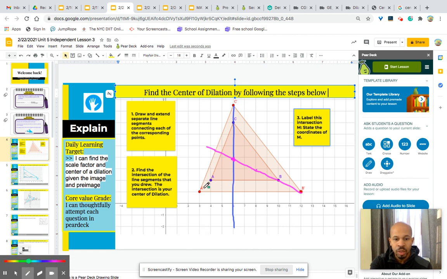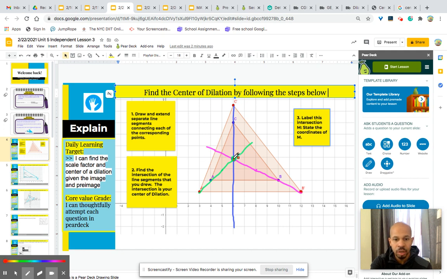So let's connect A and A prime. Notice how it's simple. Over 1, up 1. Over 1, up 1. Over 1, up 1. So if you draw a line, it has to pass through those points. All right. So this means that our center of dilation is going to be at the point.